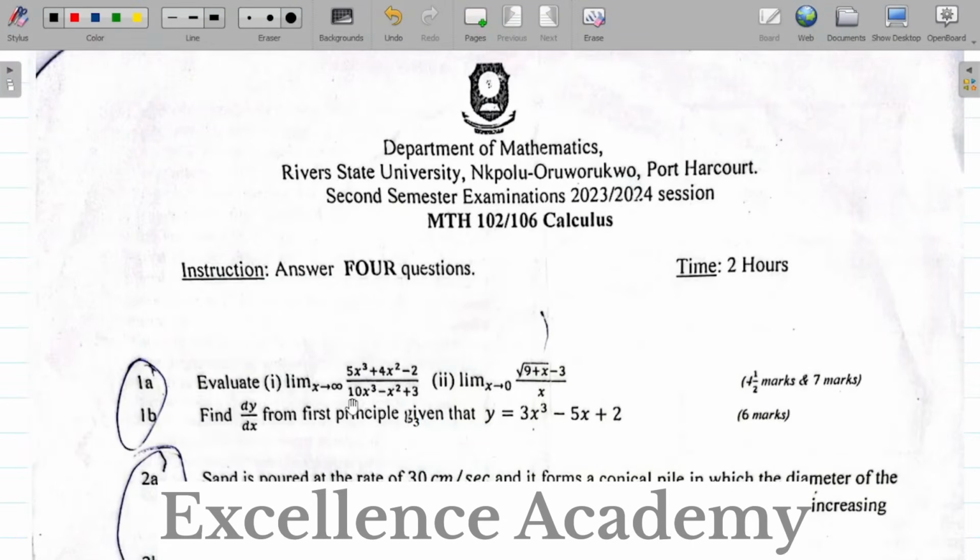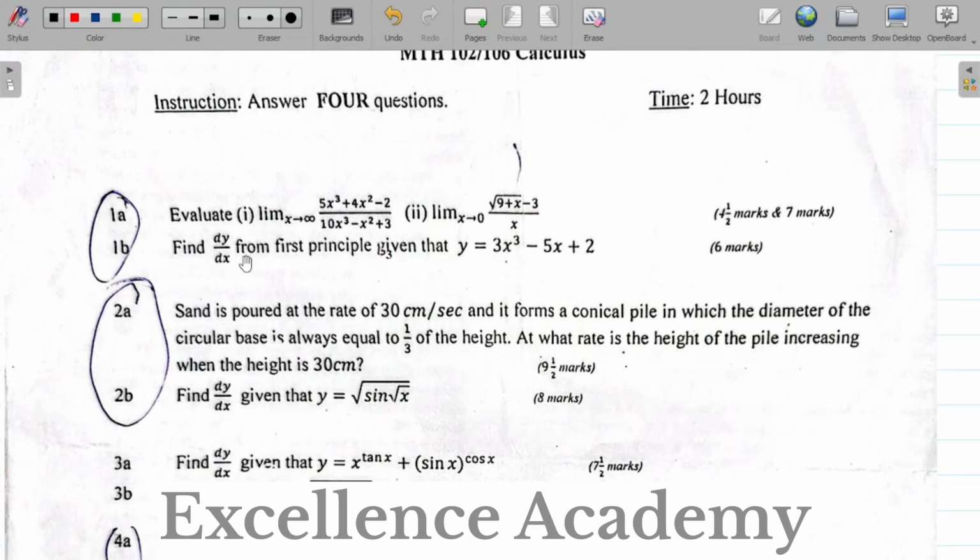In this video, I'll be trying to solve the River State University Engineering Calculus exam questions for 2024. The question here, question 1A, says evaluate the limit of 5x cubed plus 4x squared minus 2 all over 10x cubed minus x squared plus 3 as x approaches infinity. So let's take down this question.